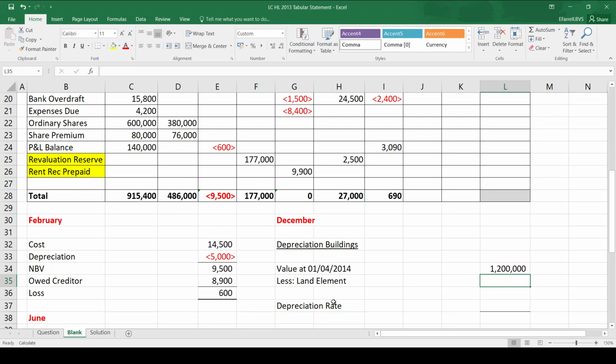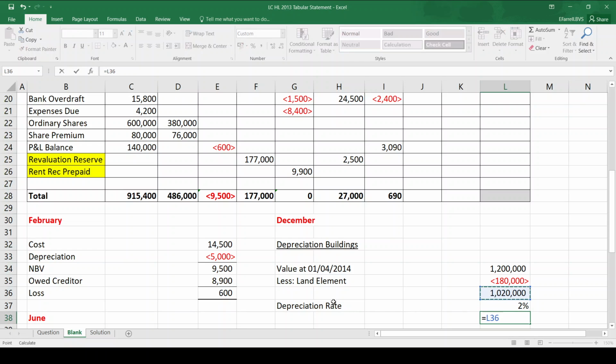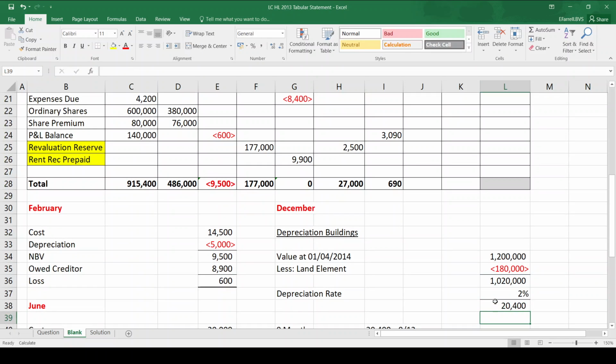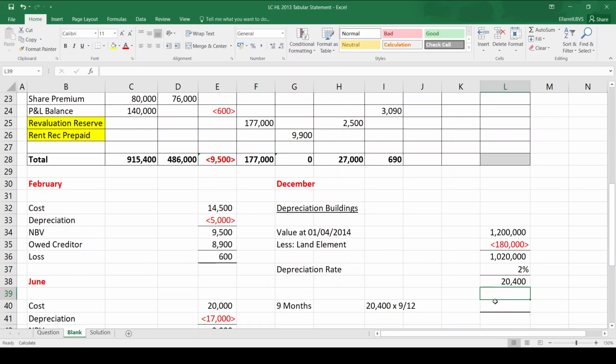So the value was 1.2 million. It also says in April that the land was valued at 180,000. And we need to take out the land element, as that is not depreciated. And that gives us 1,020,000. The depreciation rate is 2%. So 2% of 1,020,000 is 20,400. Now again, the wording on this can be slightly difficult.